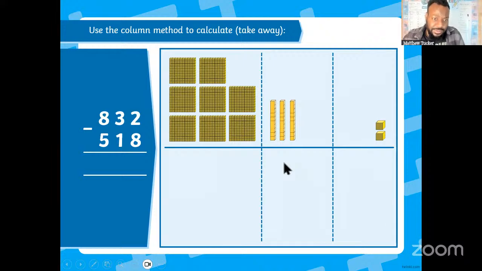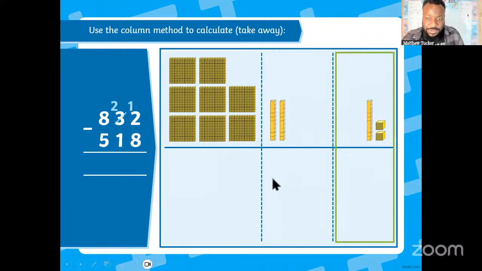Have a look at this. 8 is too big. So we're going to have to break up some more. We have to break up one of the tens. Very good. 122. Excellent. So let's grab one of those tens. Let's split it up. Now we can do that.